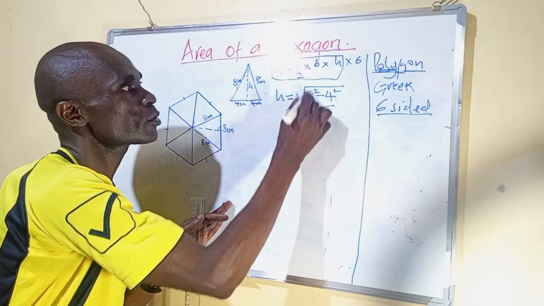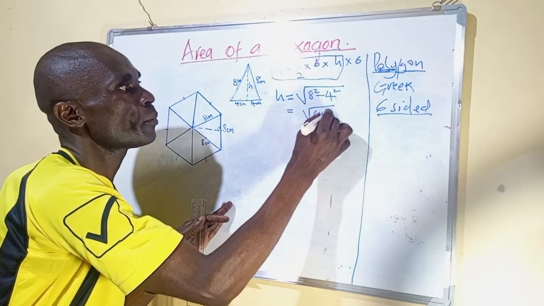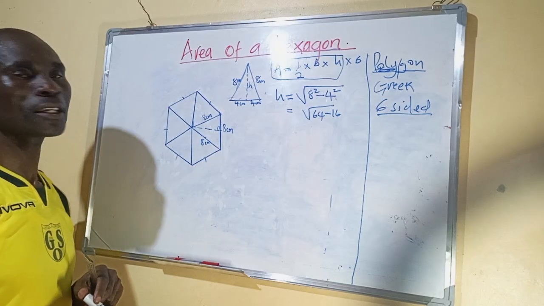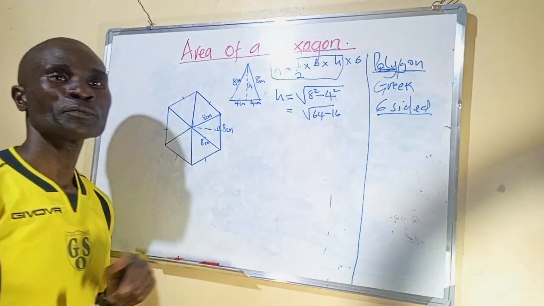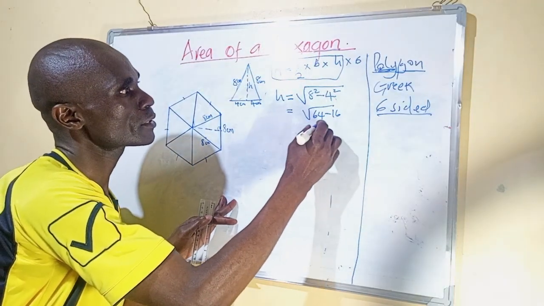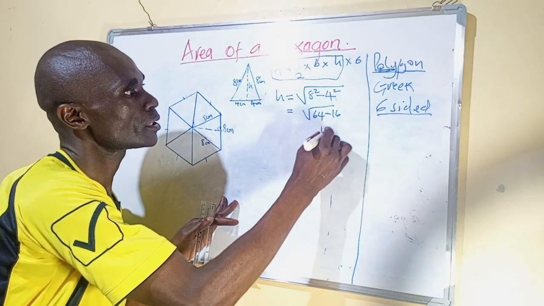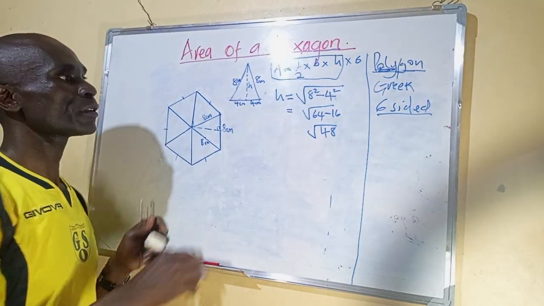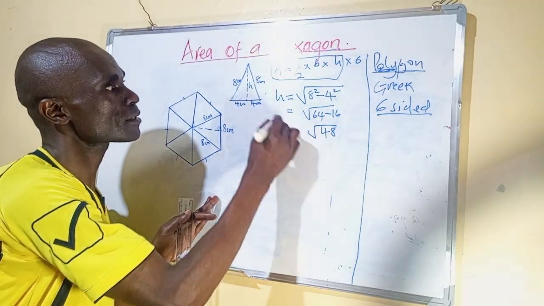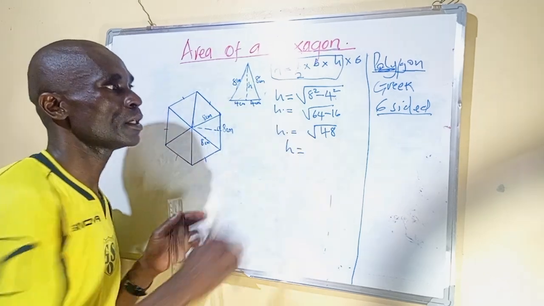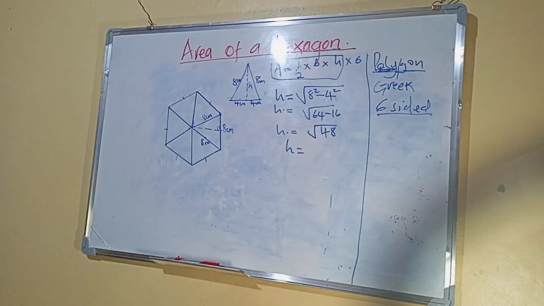This will be the square root of 64 minus 16. What do you get there? 64 minus 16, you'll get 48. So we're looking for the square root of 48 to give us our height. So our height will be, what do you get? Let's check.